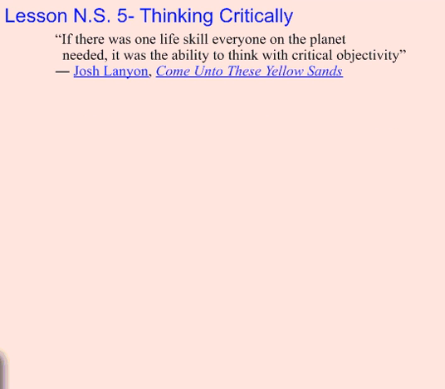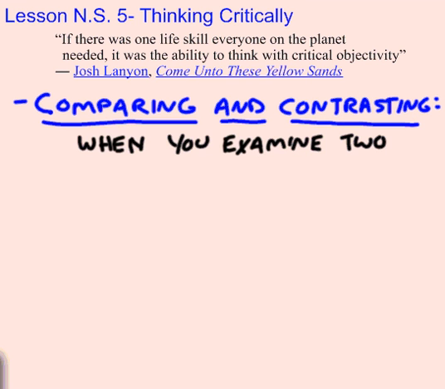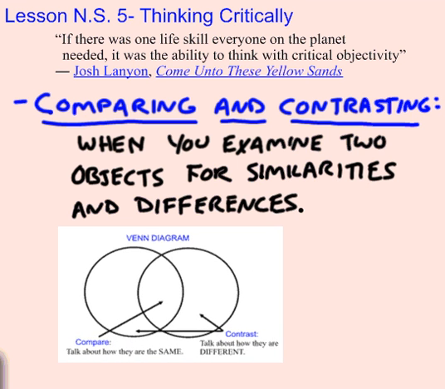As always in these lessons, I'd like you to copy the notes, copy the things which I write down. So let's start with comparing and contrasting. This is when you examine two objects for similarities and differences. One way to show this kind of critical thinking is with a Venn diagram. In the middle of a Venn diagram is where you compare. You talk about how the two things are the same, and on the outside is where you contrast. You talk about the differences between the two objects.